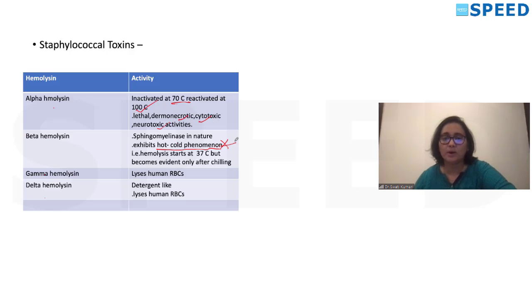Why do we say it is hot and cold? Because they start hemolysis at 37 degrees centigrade, but that becomes evident only after the chilling. When you give the cooler environment, then only hemolysis will be apparent. Gamma and delta lyse human RBCs.